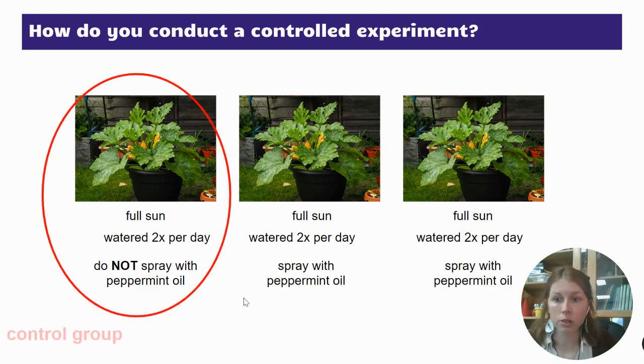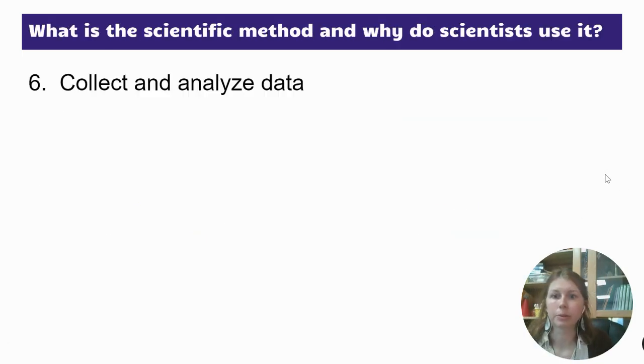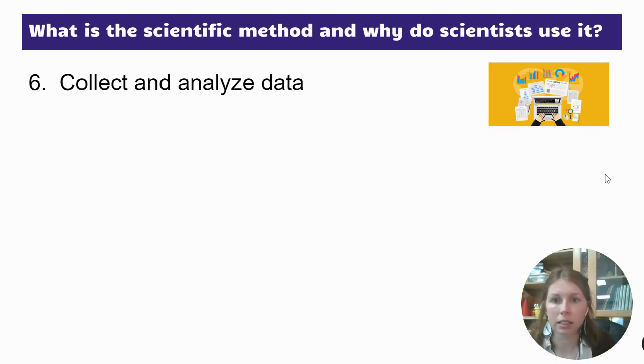This one is called our control group because it is not getting the treatment. We need to have a control group so that we can compare our results to these. If they all still have the same number of bugs, we can say, well, peppermint oil didn't really do it. If all the bugs go away here and they're still there here, we know, okay, without the treatment, they would have stayed on there, but with the treatment, they're gone. So those are variables.